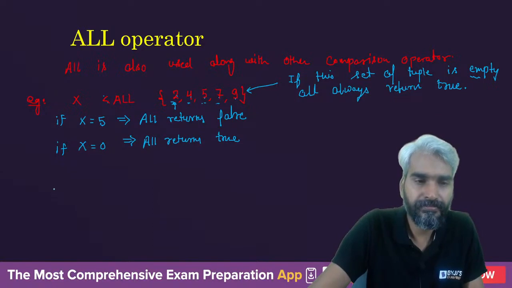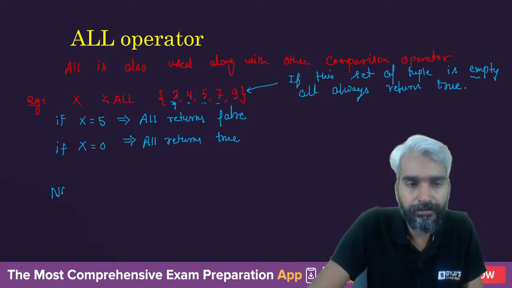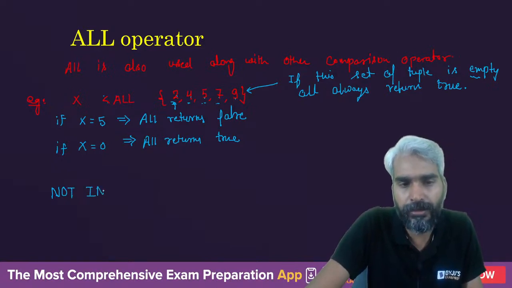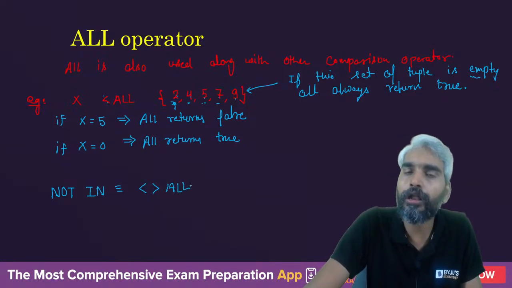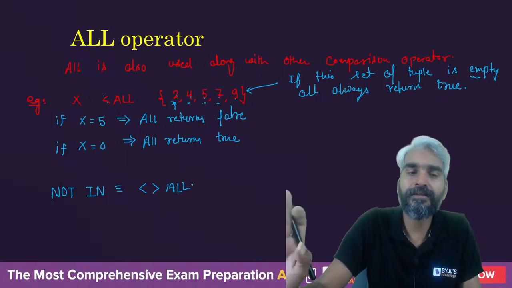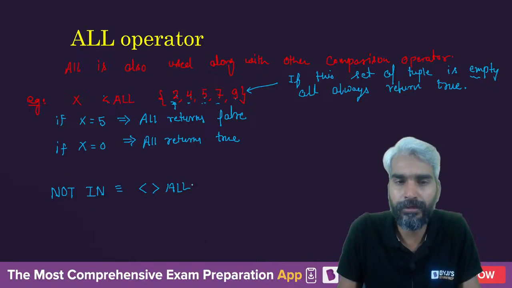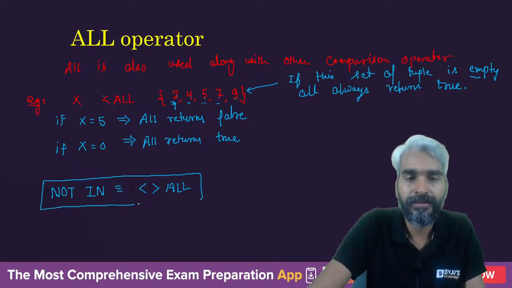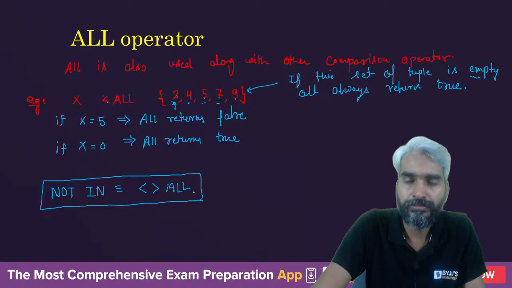Now can I say not in? So in is equal to any. So not in will be equivalent to what? Not in will be equivalent to not equal to all. If the element is not equal to all of them, then not in will be true. So not in is actually equivalent to not equal to all. Clear? So not in will return true when the element is not there, and not equal to all will return true when the element is not there.